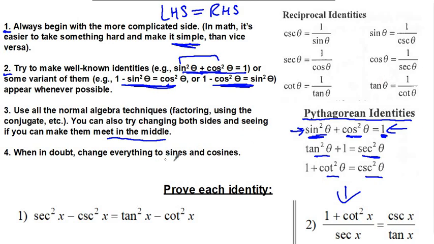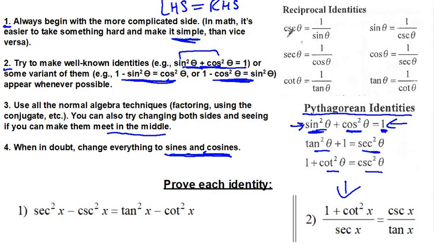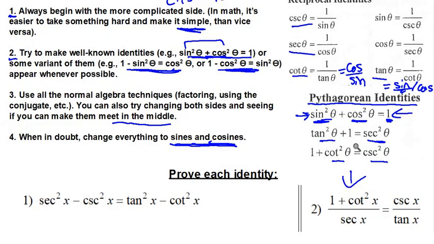And then the last principle is this: if you're ever really stuck, make this your last step though. Don't go straight to this. When you're really stuck and you don't know what to do, change everything into sines and cosines. And the reason you can do that is because all of these functions up here are expressed in terms of sines and cosines. This is cosine over sine, and tangent is sine over cosine. We write it horizontal instead. So let's use these strategies to start proving identities.